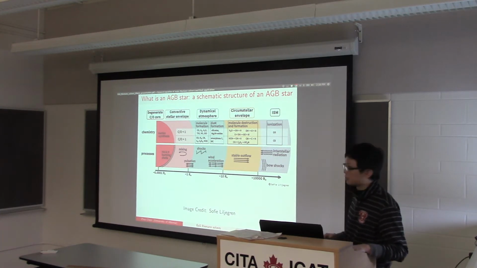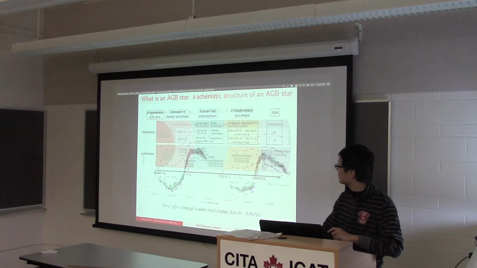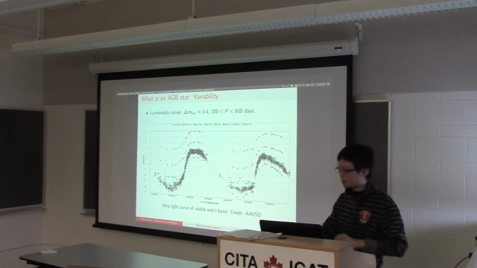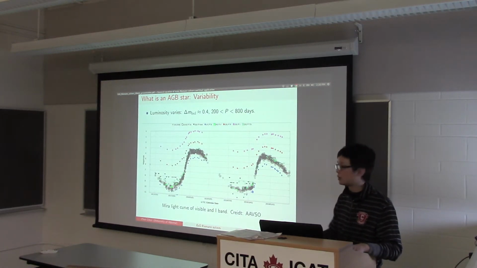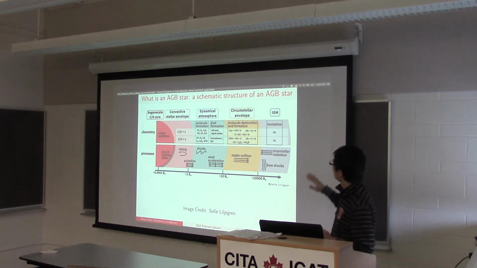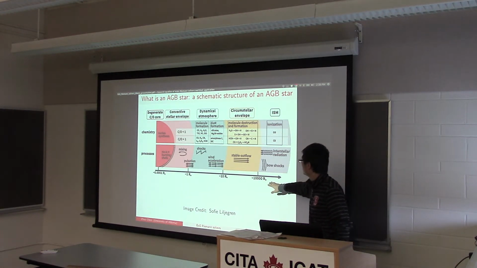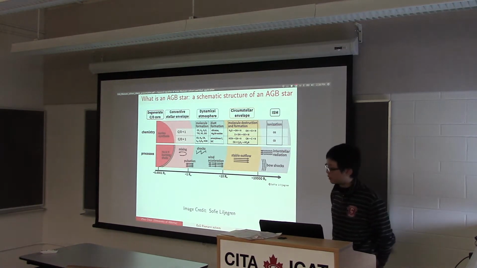Yeah, good question. Oh, that's 5 magnitudes. Yeah, 5 magnitudes. It corresponds to like a 1,000 times change. So from inside out, it will finally meet the ISM, which is at 10,000 stellar radii.